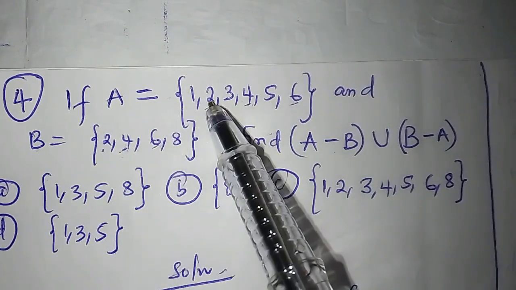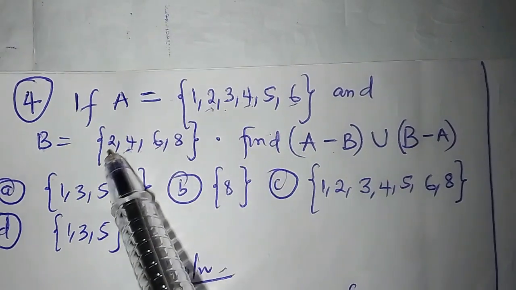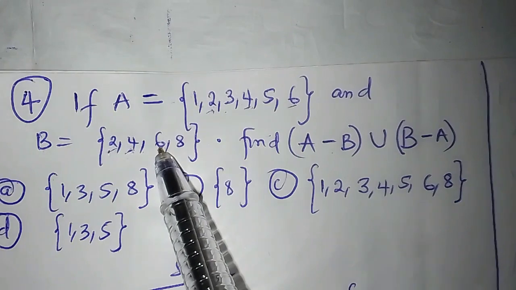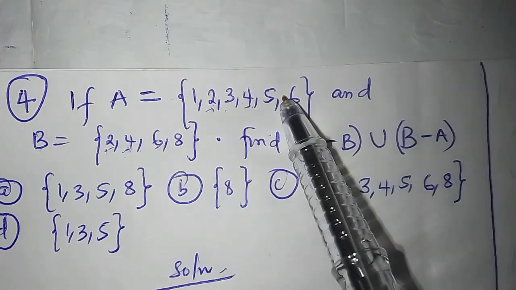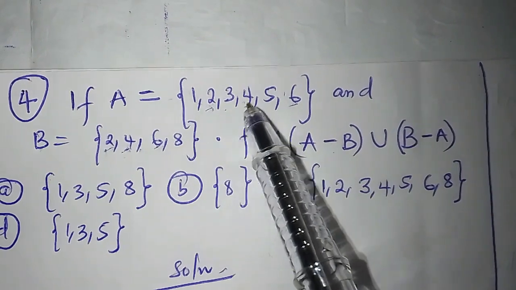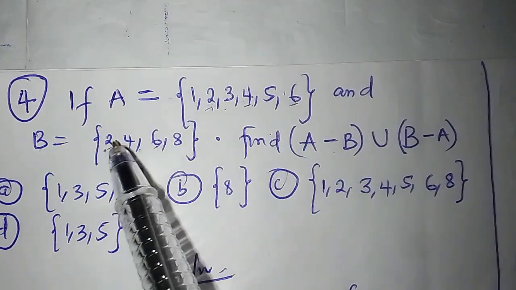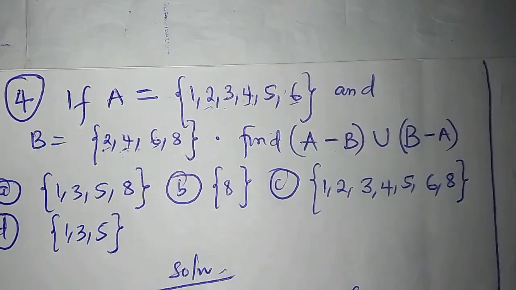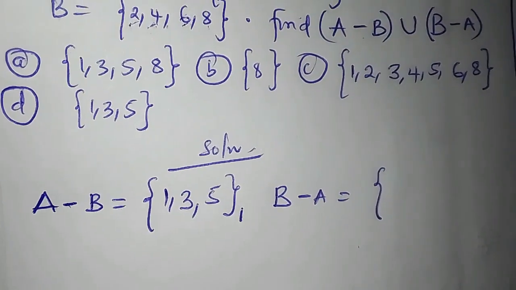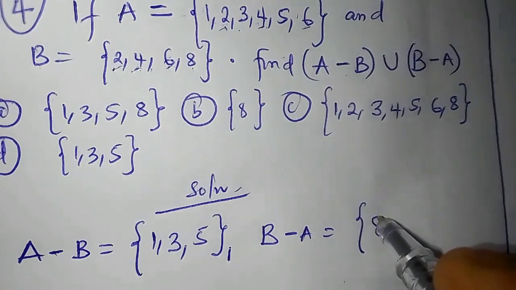Okay, 1 is not there. 2 is there, remove 2. 4 is there, remove 4. 6 is there, remove 6. So the elements in A that are in B now are 2, 4, and 6. So if I remove 2, 4, and 6 from B, what is left in B now is just 8. So it means that B minus A is equal to what?